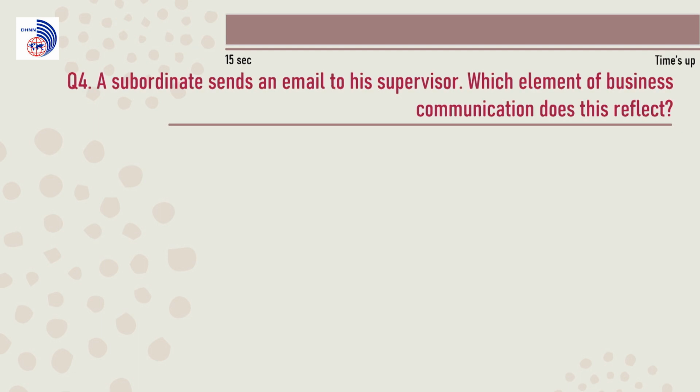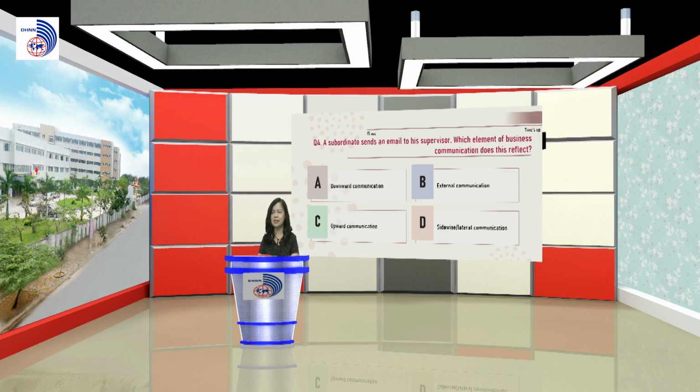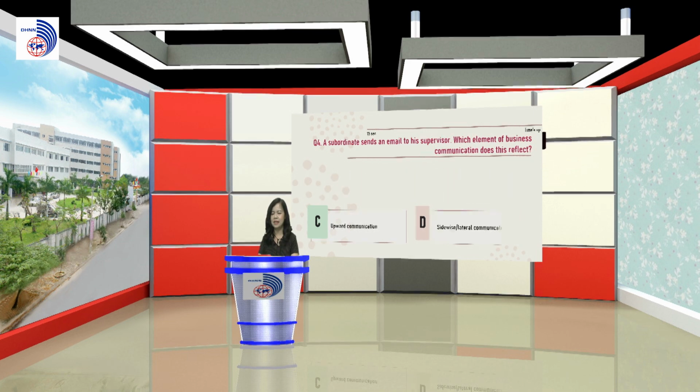Continue with question number 4. A subordinate sent an email to his supervisor. What elements of business communication does it reflect? Downward communication, upward communication, external communication, or lateral communication. So 15 seconds is now for you to answer this question, and the correct answer is, a subordinate sent an email to a supervisor. So the answer is C.